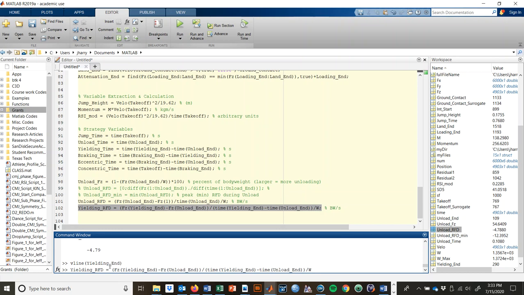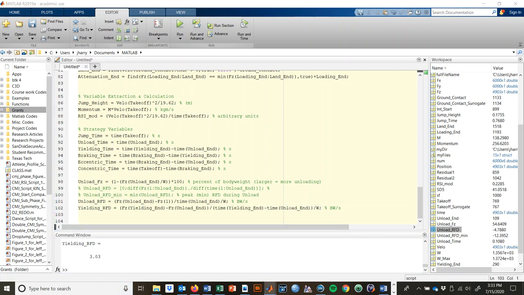All right, and take away that. There we go, 3.03 body weights per second of average rate of force development during yielding. Now, what I think are the critically important variables, if we've kept up with the literature and recent publications that have come out, is that what's happening during eccentric braking is really the meat of the sandwich here, the countermovement jump, where the neuromuscular function changes really start to show.